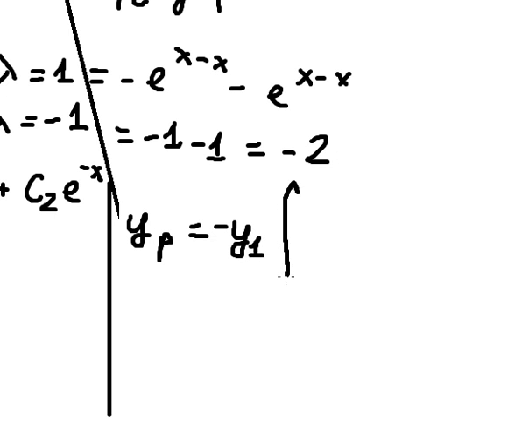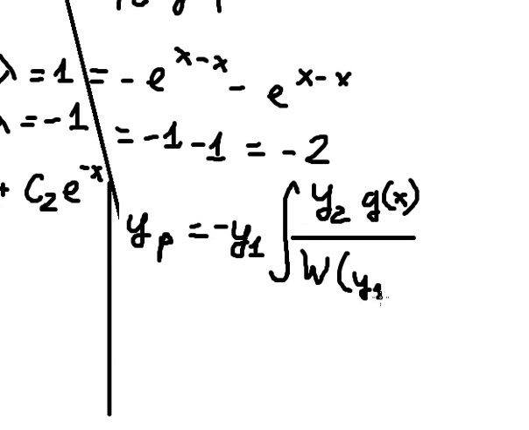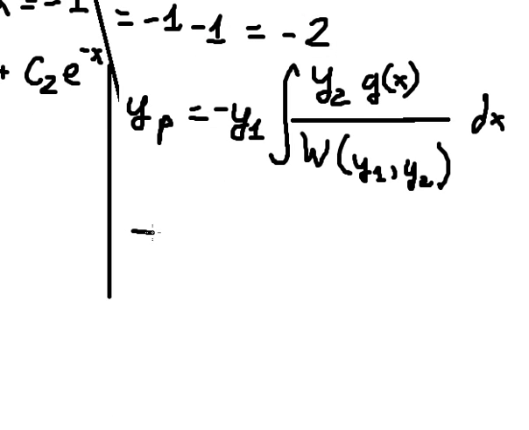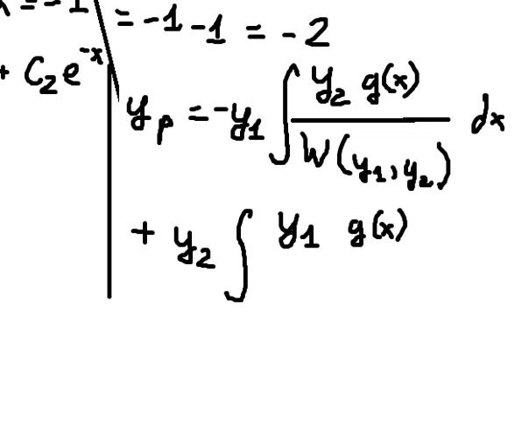And we have the integration y number 2 g of s over the Wronskian of y number 1 and y number 2, and we have ds. And then we have positive y number 2. And we have the integration y number 1 g of s over the Wronskian of this one.